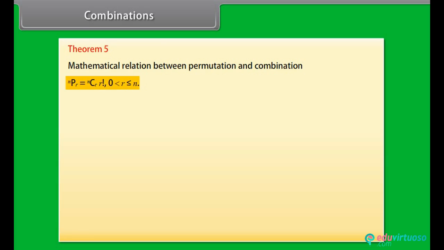nPr is equal to nCr into r factorial, where 0 is less than r is less than or equal to n. Important results. 1. If r is equal to n, nCn is equal to 1. 2. If r is equal to 0, nC0 is equal to 1.